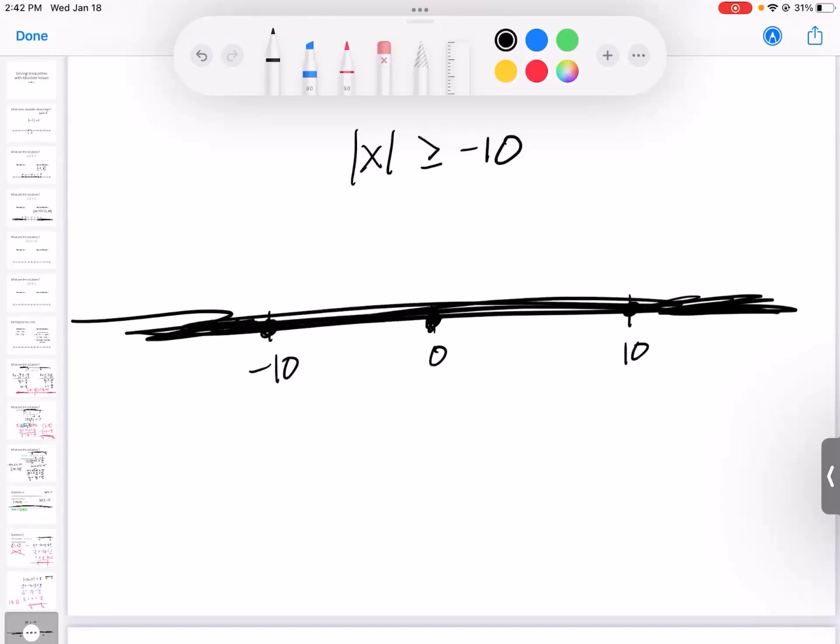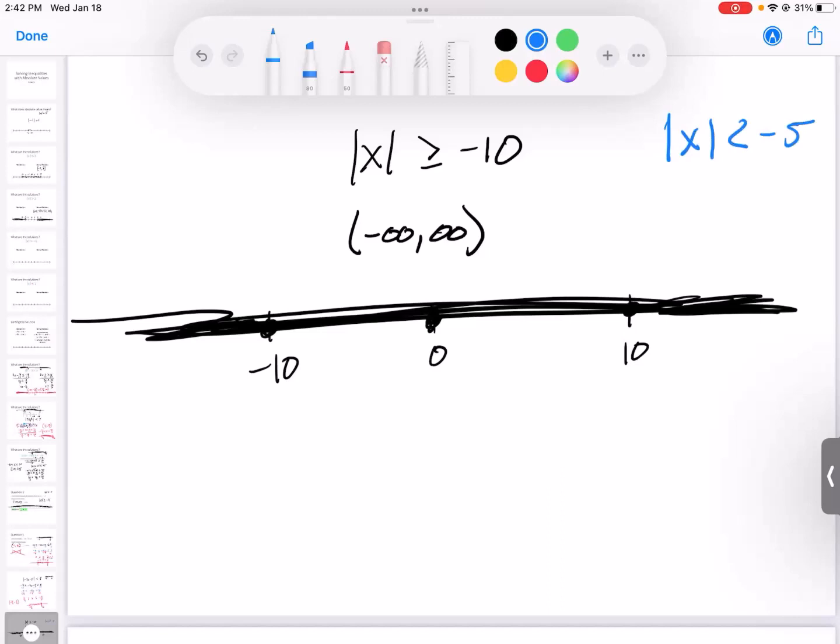Yep, so the interval would be -infinity to infinity. The reason for that is because the absolute value of anything will always be positive, and a positive will always be greater than or equal to a negative. Well, it will never equal, but always be greater than a negative. And so because it's a negative number that the absolute value is being compared to, it will either be all solutions or it could be no solutions if you had something like this.